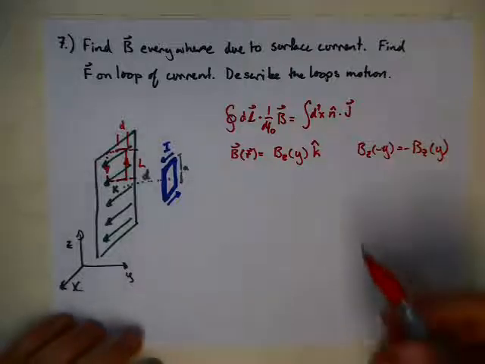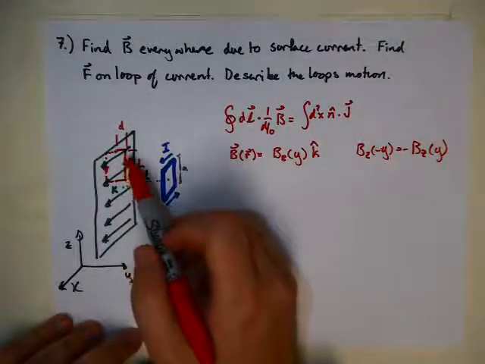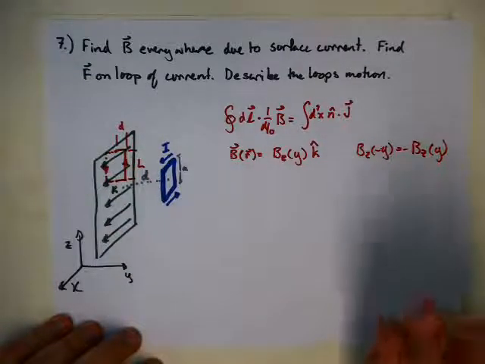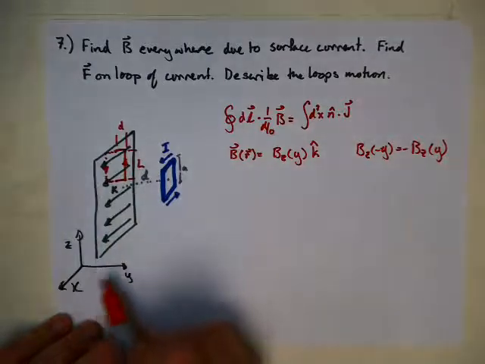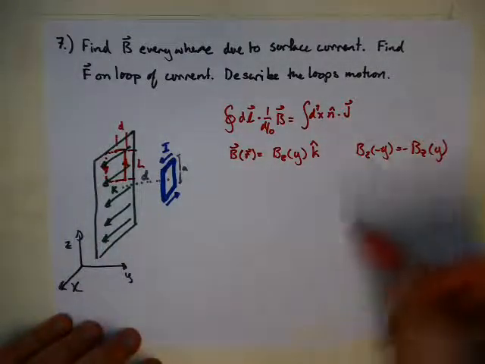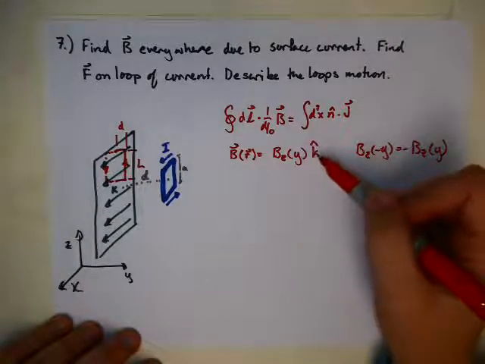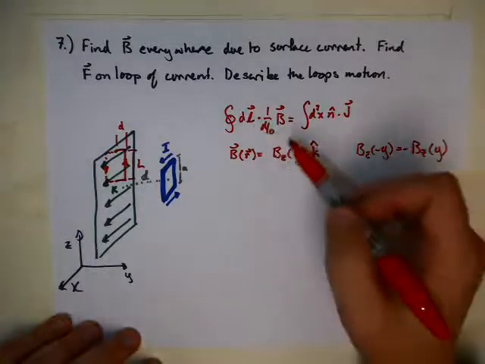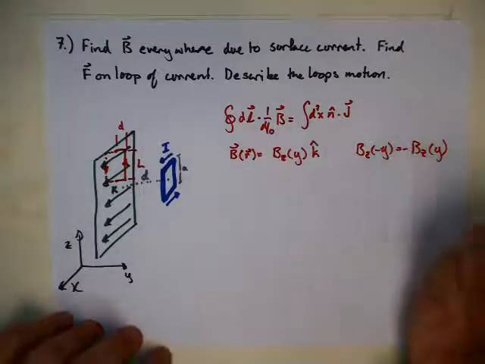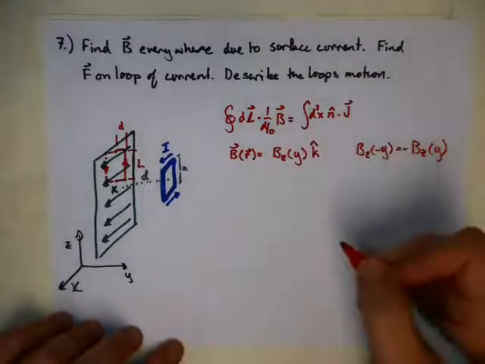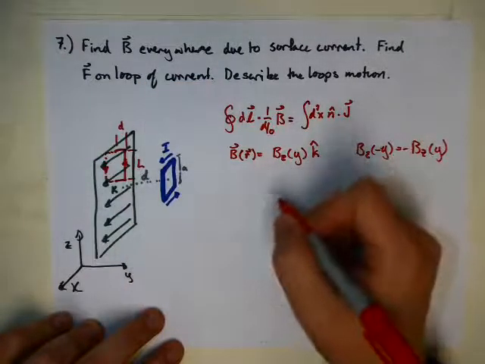Now looking at this, this loop is going to have 4 components. I'm going to have one going up on the right-hand side, one going down on the left-hand side, and then I have 2 of them that go in the y direction. But I can see that my magnetic field points only in the z direction, so those 2 components pointing in the y direction, because of this dot product, are going to go away. So I only need to consider the component going up and the component going down.